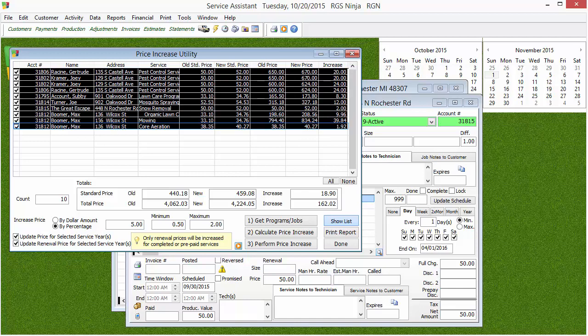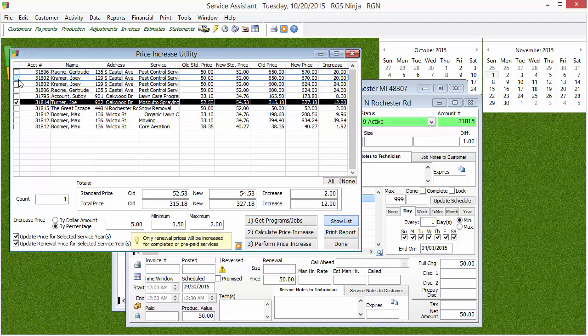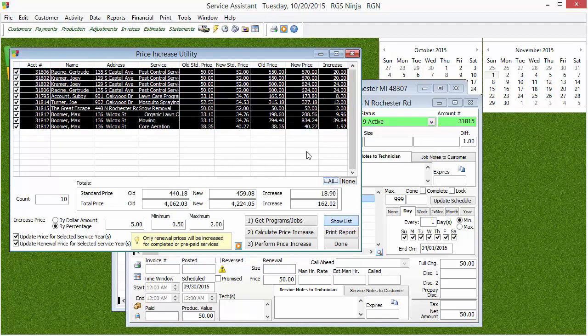But here we have this lawn mowing. There's a lot of services of lawn mowing. Again, that's probably why that's almost $40 there. Now, if there is a service that you do not want to increase the price on, we can uncheck it here, or we can even hit none here and only select the ones that we want to do. Because keep in mind, only the ones that are checkmarked are the ones that will actually be increased.